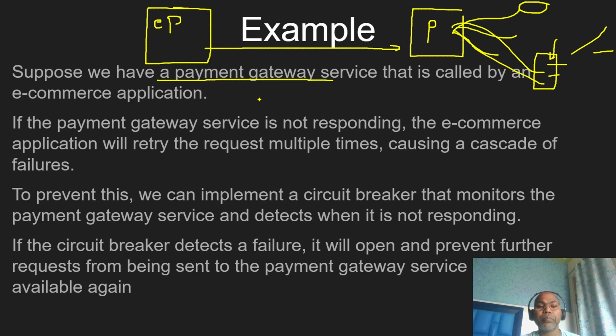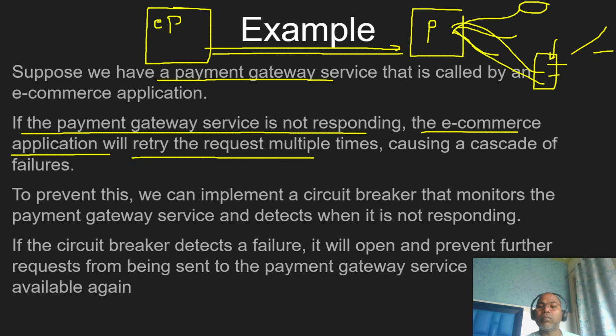Anything can happen, right? Maybe some maintenance is going on in the third-party payment system. In the scenario where the payment gateway service is not responding, the e-commerce application will try to request multiple times, causing a cascading failure. Because lots of purchase order requests are going on, and all requests keep going to the same place, multiple failures can happen.